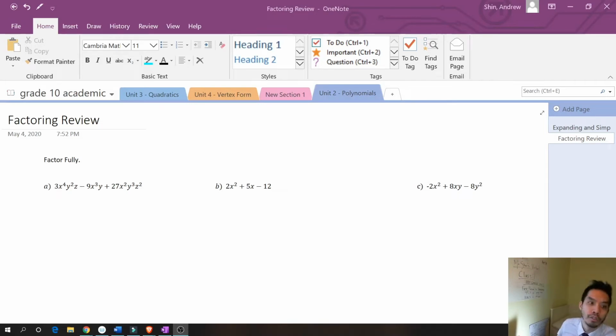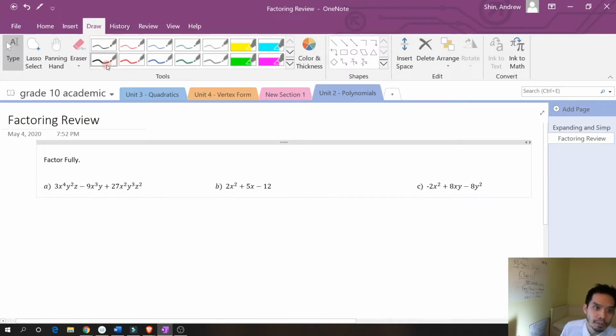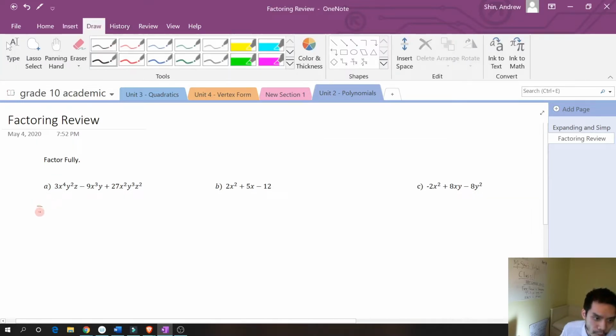Hey class, we're just going to do some factoring review, the two types of factoring that we learned earlier. So the very first type of factoring we ever learned was common factoring, and that's what we're going to do with that first one. You can tell we have to do common factoring there because there are so many different variables. So to do common factoring, let's write that out first. Common factoring.